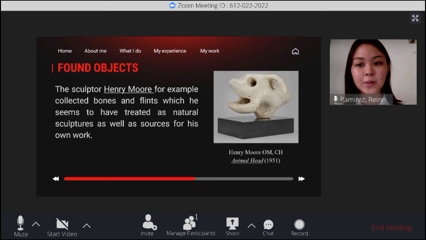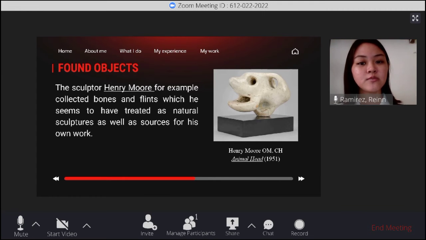Here are some examples of various artists utilizing found objects in their art. The first artwork, The Animal Head, is done by Henry Moore. Henry Moore is known for his sculptures, which are located around the world as public works of art. The artist collected bones and flints to produce this artwork. The sculpture has the appearance of a pebble that looks like a hybrid animal.